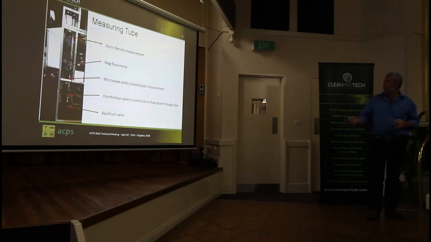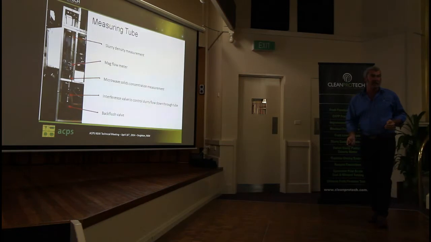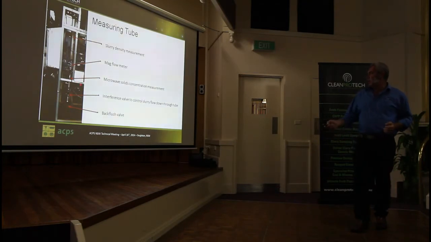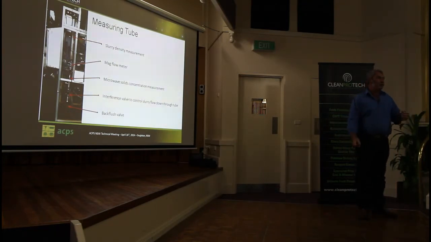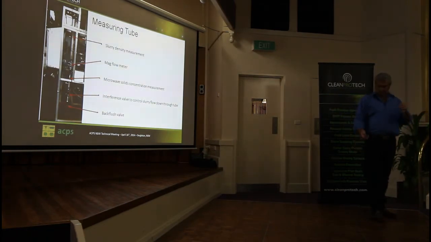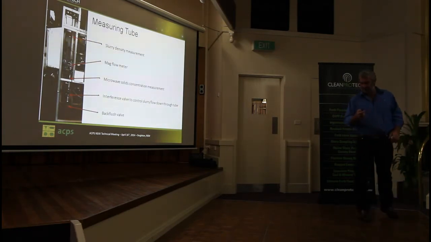Anyway, once we've got the feed, we then come down into the measuring tube system, where we have the slurry density measurement, mag flow, which we use for several things in the instrument, but mainly for triggering backflushing, making sure that the system's moving, our adapted microwave sol-con system, an interference valve, which we use to slow the velocity down through the system but still maintain a big open diameter, which I'll talk about more in the future, and the backflush valve. Very important for anything operating on the plant. We needed this to be operator free. It just had to run itself and look after itself for the guys to use it.